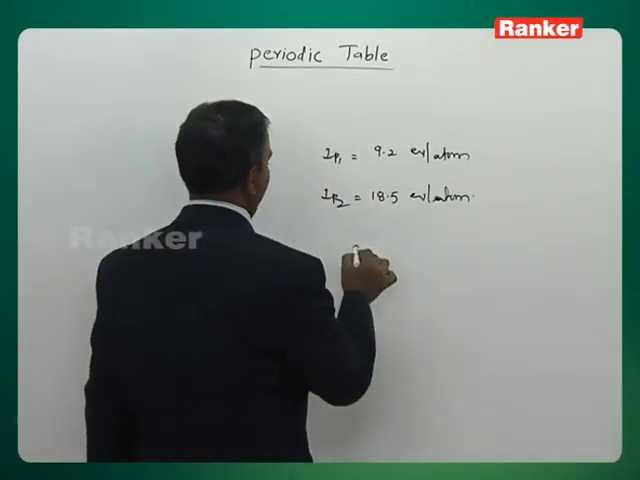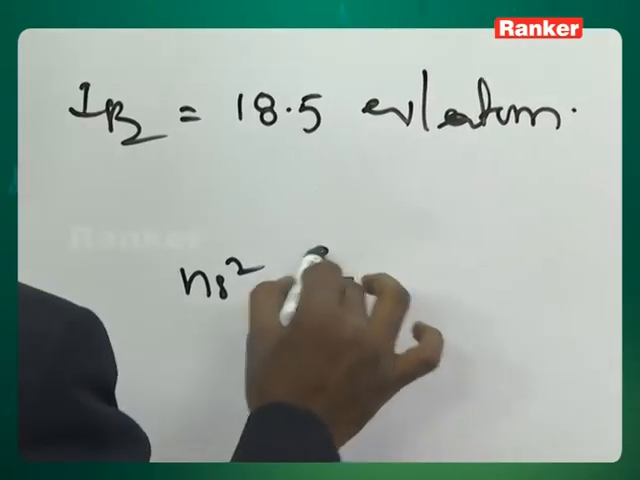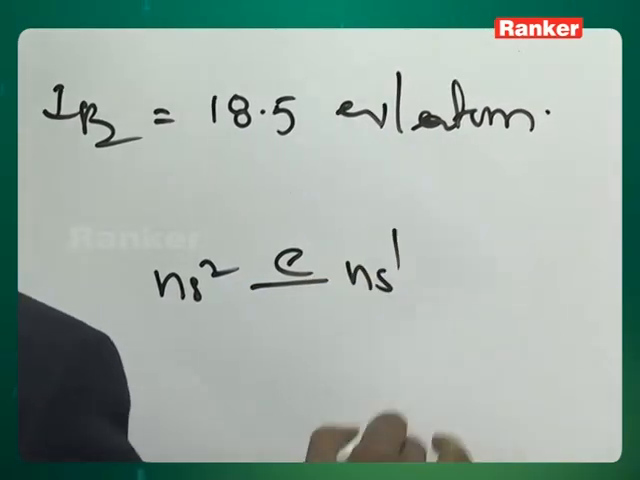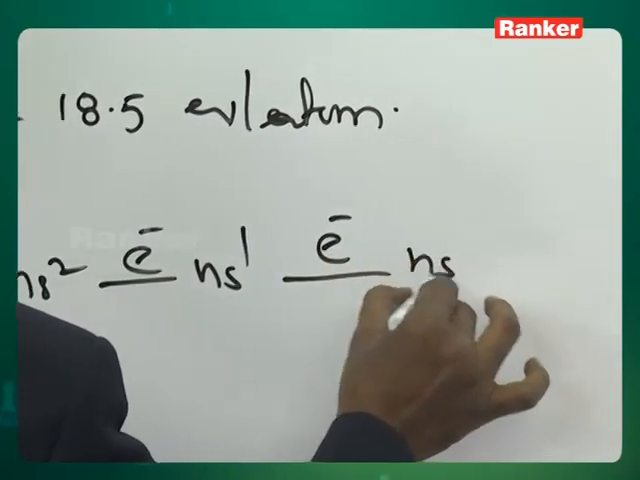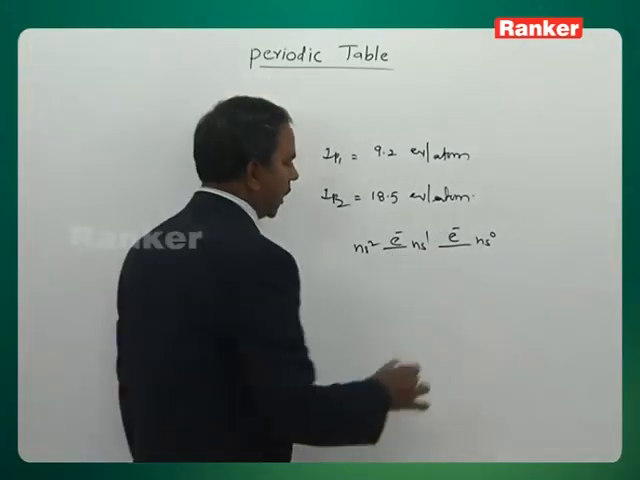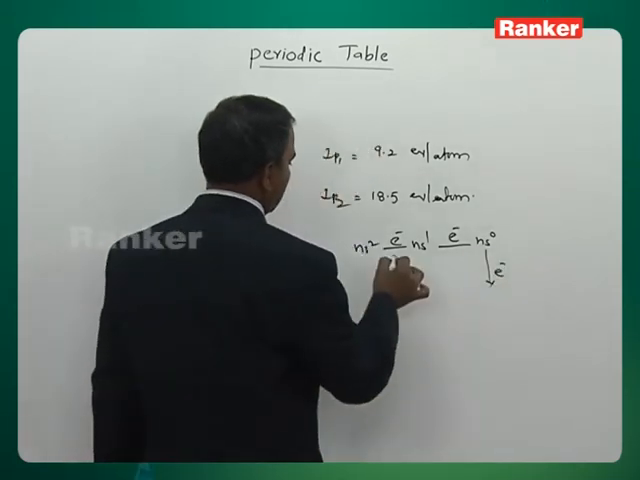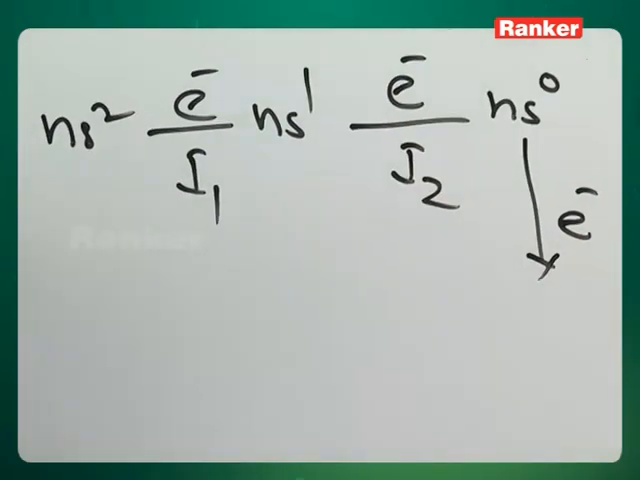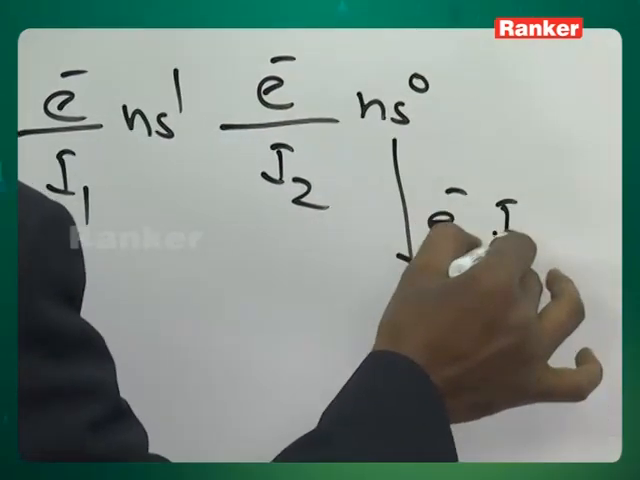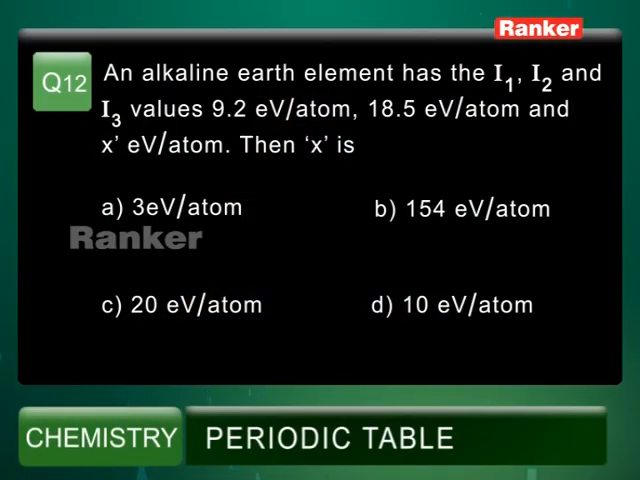electronic configuration of a second A group element is ns2. Once you remove one electron, it becomes ns1. When you remove the second electron, it becomes ns0. Removal of an electron from this ns0 will be very difficult. This represents IP1, this represents IP2, then IP3 should be very high. The large difference. Let us see the answers.